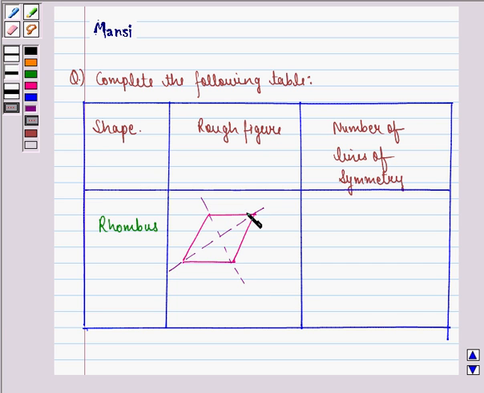Because if we fold this rhombus along these dotted lines, then we see that one half of the rhombus fits exactly over the other half. So our answer to the rhombus is that there are 2 lines of symmetry in a rhombus.